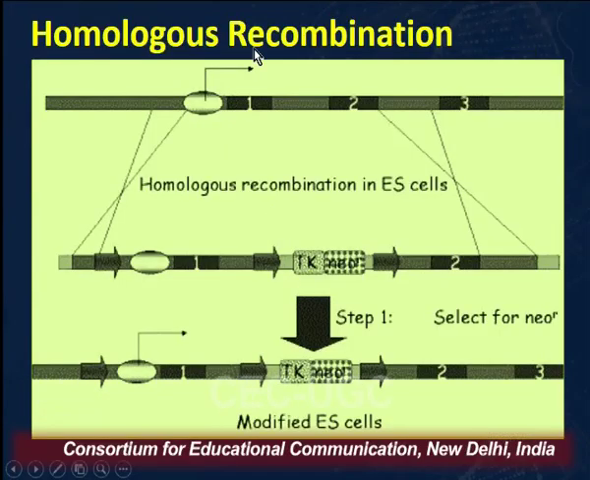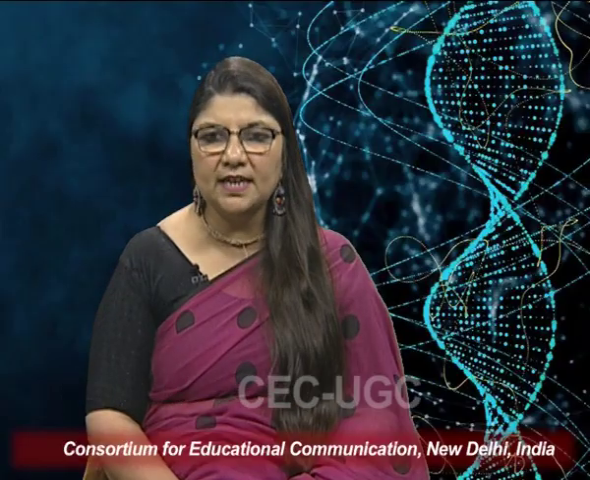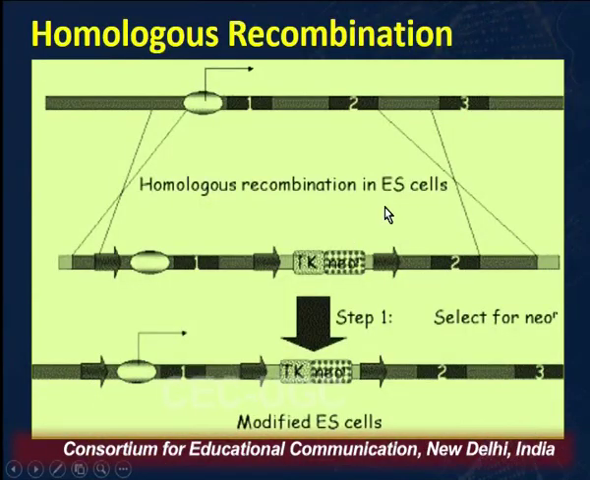Now, an important aspect is how the transgene that you have introduced, that you transfect into the embryonic stem cells, gets integrated into the genome. That is an important aspect, and the major mechanism that is found is homologous recombination.